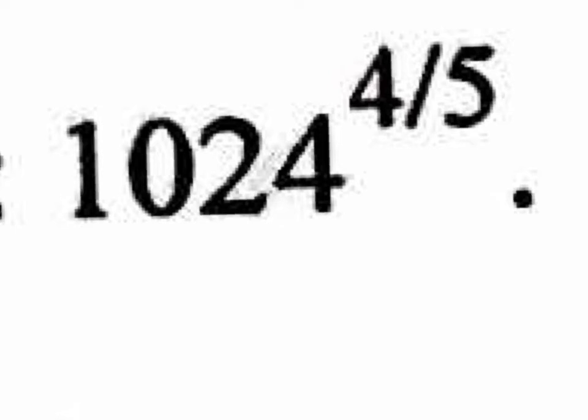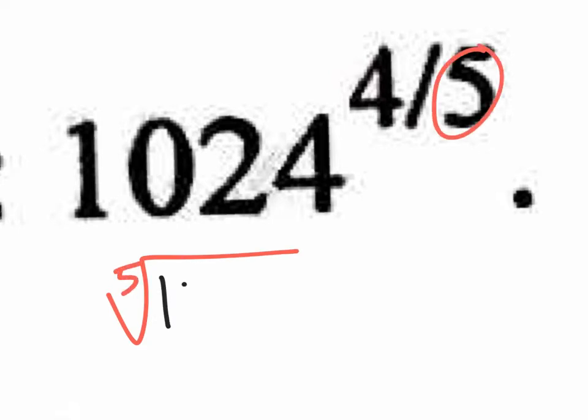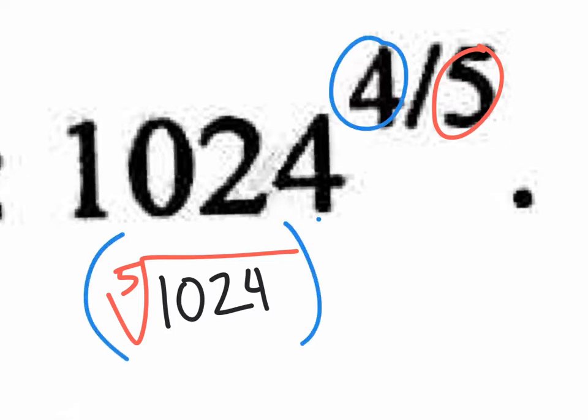So technically, the 5th root of this guy, so let me show you. You could rewrite it like this. The 5th root because of the 5 that's on the bottom, and put the 1024 right in there, okay? And you still have this numerator, which is a power, okay? So if you did do the 5th root of 1024 on a calculator, you will get 4. Now you still have the power of 4 right there.